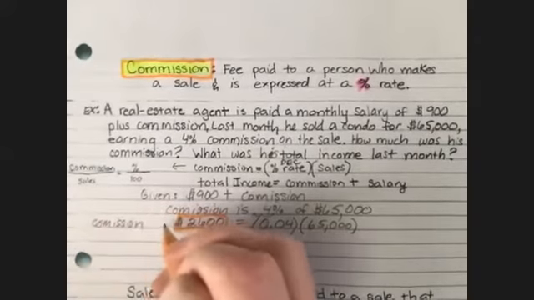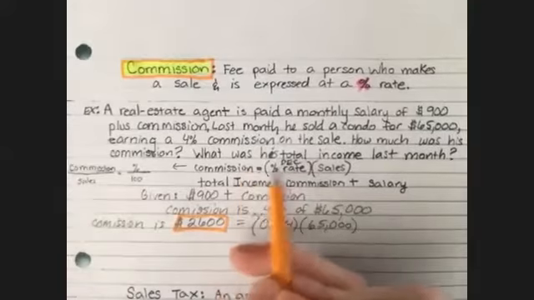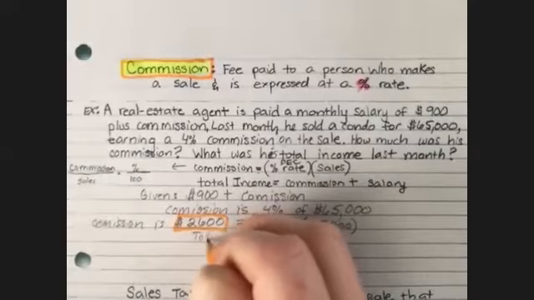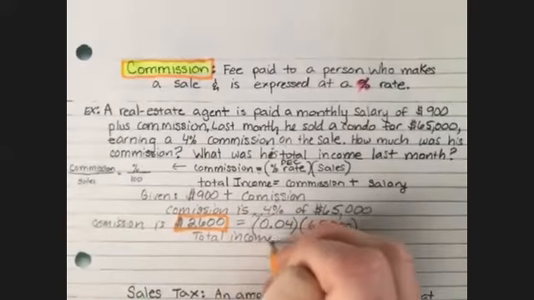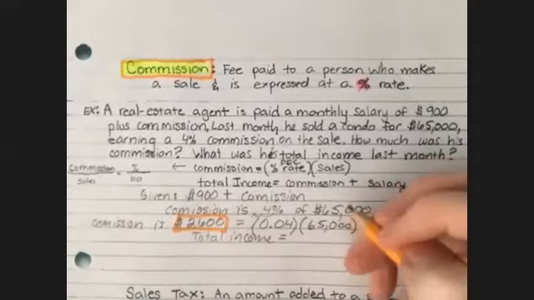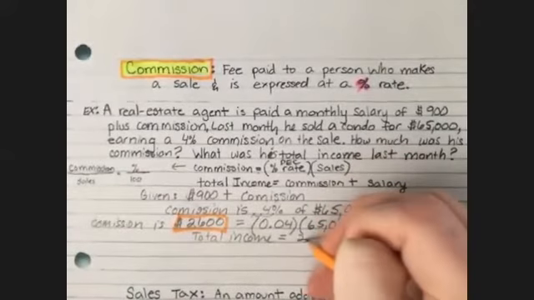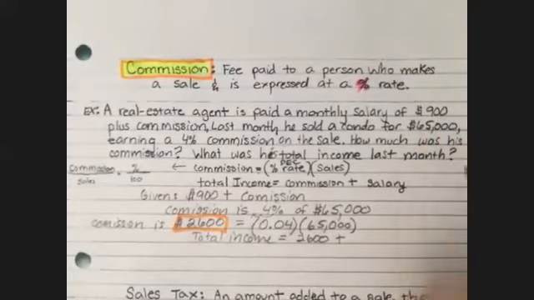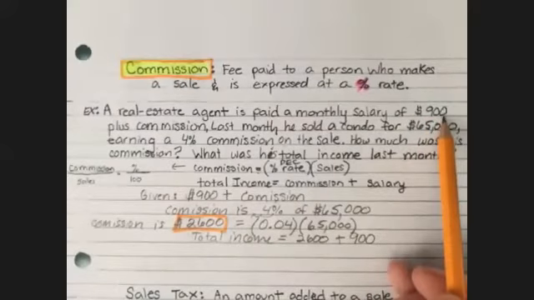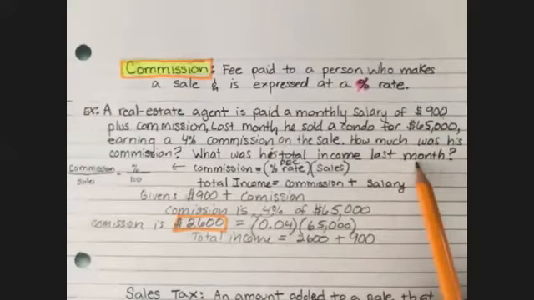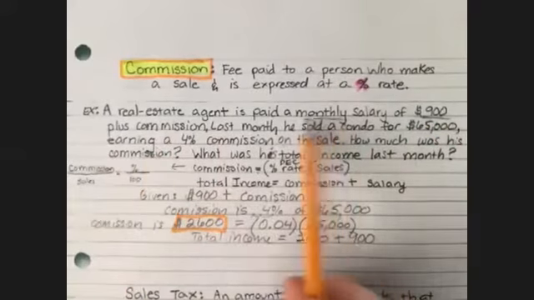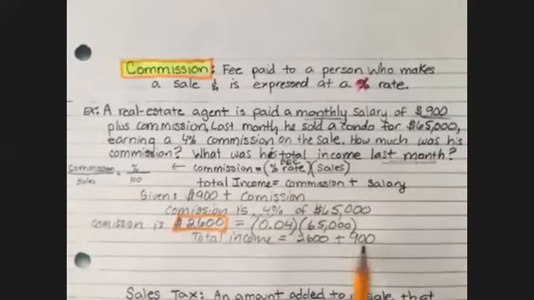Now the second problem asks you, what is his total income last month? Well, the total income is equal to your commission, which is $2,600, plus, again, his monthly salary of $900. Make sure that when they give you the salary, if it says weekly and you're asked for a month, you have to do it times 4. But since they tell you $900 a month and we're looking for the month, it's just flat.